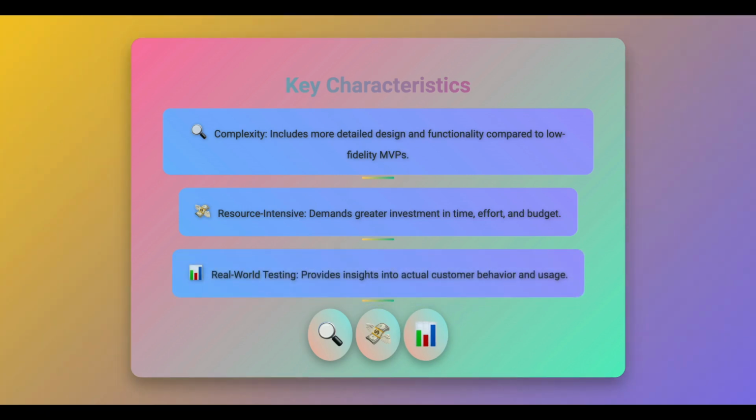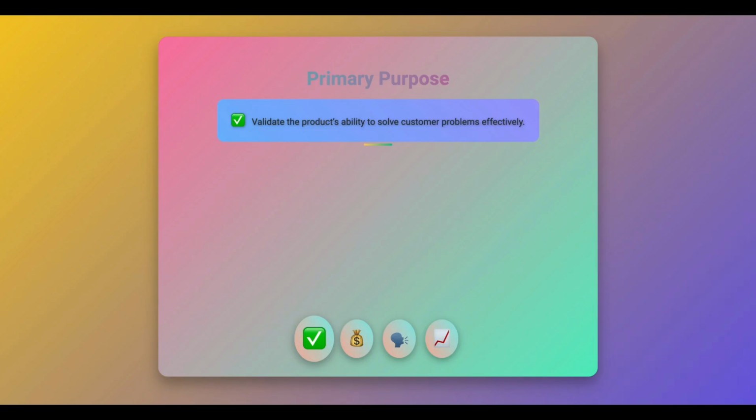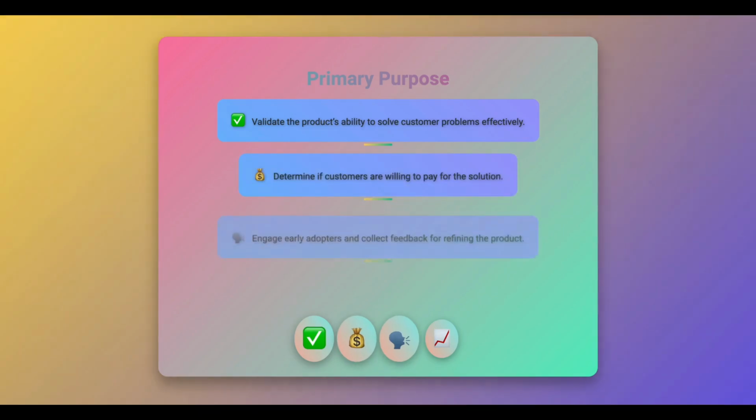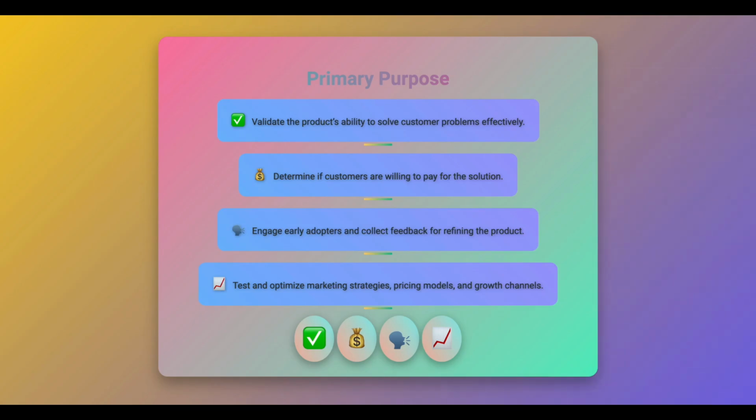Real-world testing provides insights into actual customer behavior and usage. Primary purpose: validate the product's ability to solve customer problems effectively. Determine if customers are willing to pay for the solution. Engage early adopters and collect feedback for refining the product. Test and optimize marketing strategies, pricing models, and growth channels.